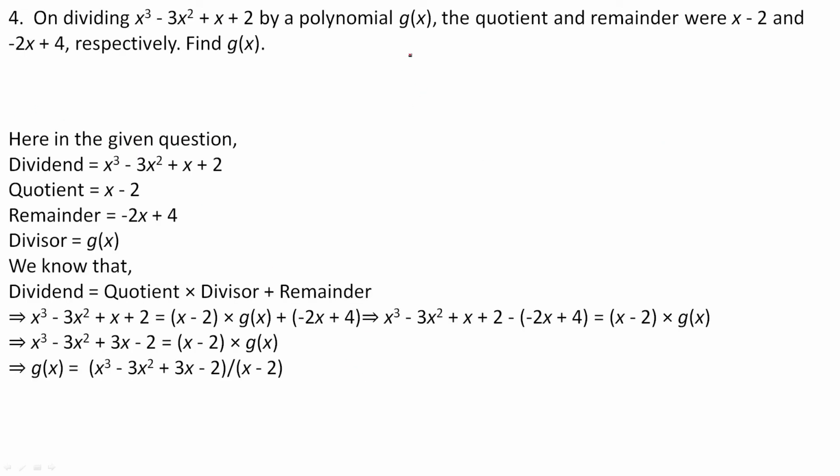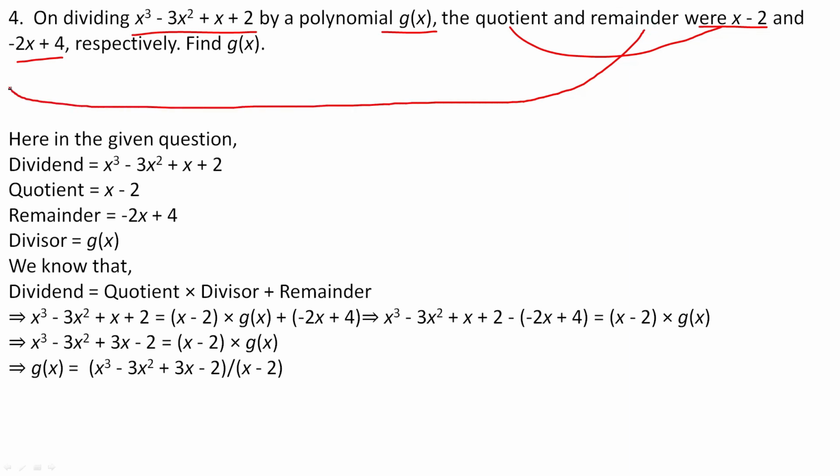On dividing x power 3 minus 3x square plus x plus 2 by a polynomial g of x, the quotient we get is x minus 2 and the remainder we get is minus 2x plus 4. Find g of x. G of x is not given in this sum.